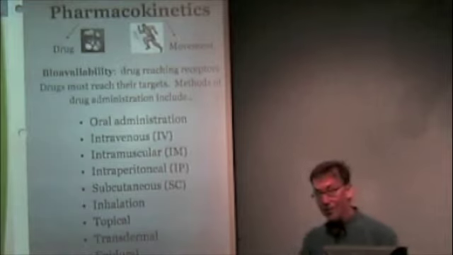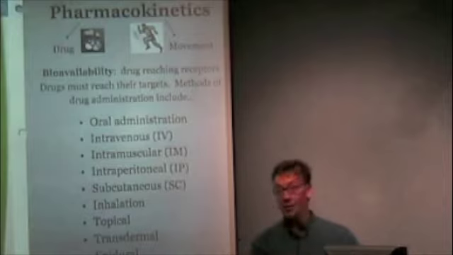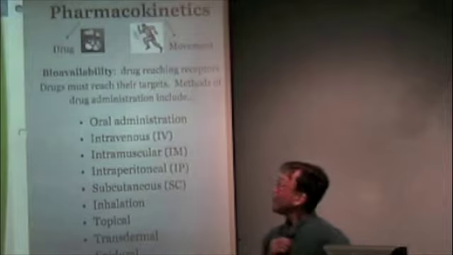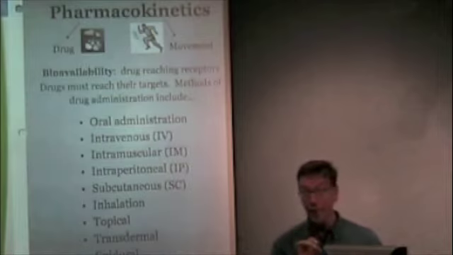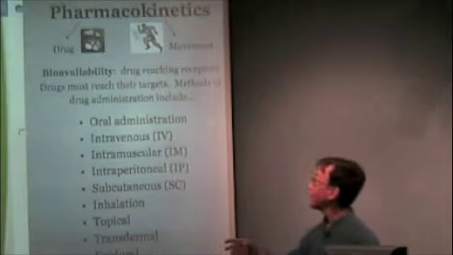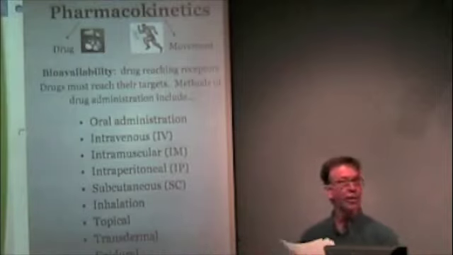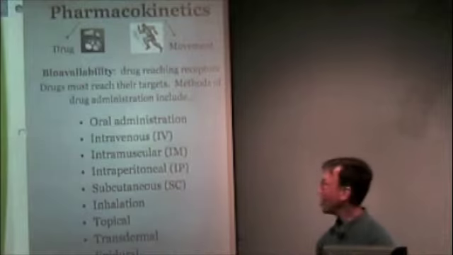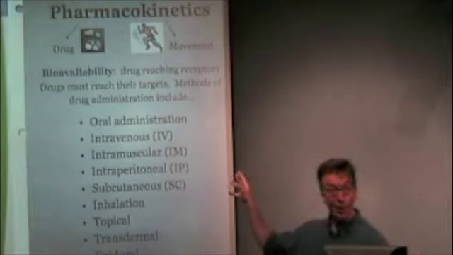And the way that drugs get around your body and reach their targets for drug action is through the blood, right? Through the bloodstream. When we talk about the availability of drugs to their biological targets, your book describes this as bioavailability. Drug reaching receptors, or in some cases transporters, or enzymes, or ion channels. They're reaching their protein targets. Drugs must reach their targets, right?